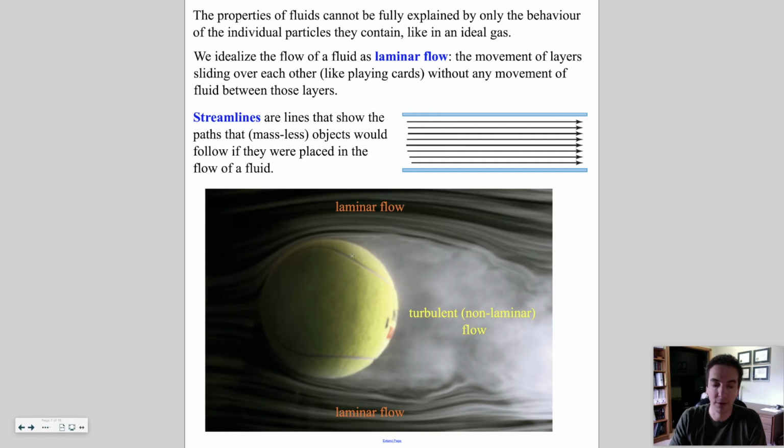And you've probably seen pictures of, let's say, a wind tunnel where you've got some smoke in the wind tunnel, and here you've got air flowing around a tennis ball. And we notice the paths of the smoke around the ball form these streamlines. And when the streamlines are uniformly distributed, you've got what we call laminar flow. Whereas if you've got turbulence, you call that turbulent or non-laminar flow.